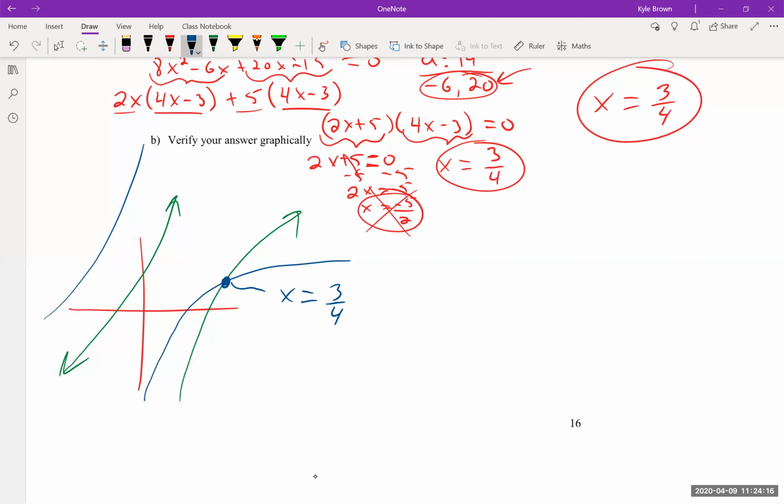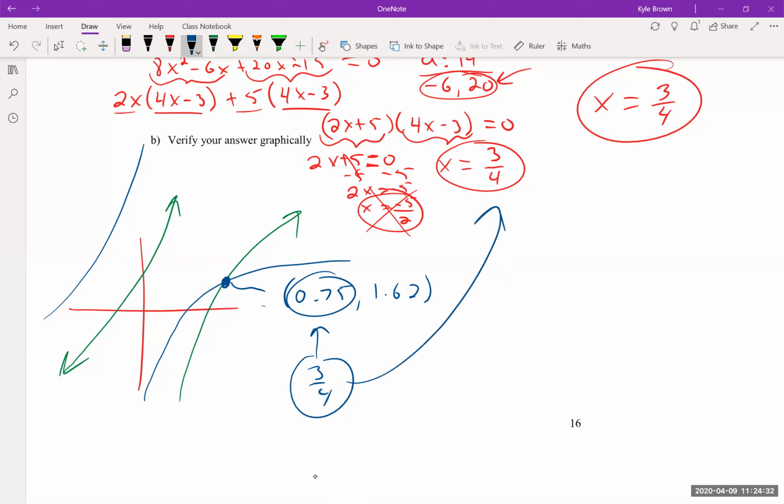And it is. If you put that in your calculator, you should get the point 0.75 comma 1.62. So that 0.75, that's our x value from up here, right? That's 3/4. So that one and that one are the same.